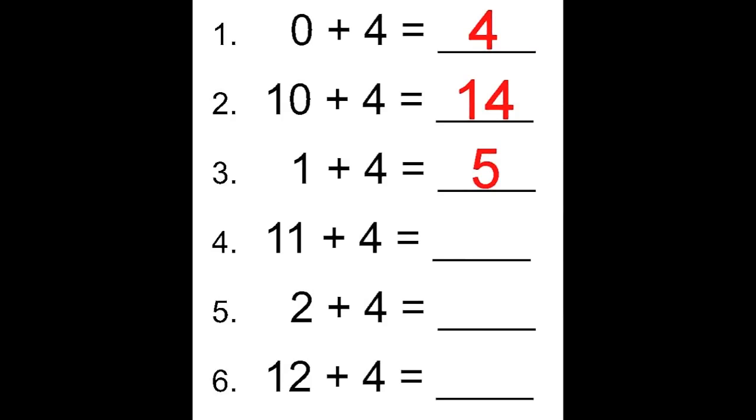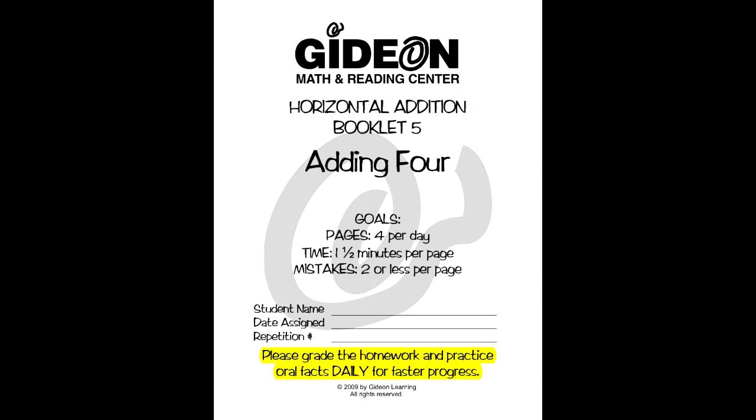And following that is 11 plus 4, 10 more than 1 plus 4. So 11 plus 4 equals 15, 10 more than 5. Last is 2 plus 4, which equals 6. So 12 plus 4 equals 16, because 12 is 10 more than 2. Remember, for success in this book, have your parents grade your homework and practice oral facts daily.